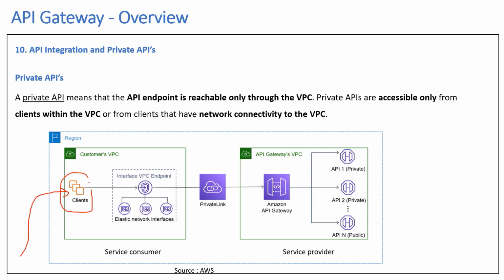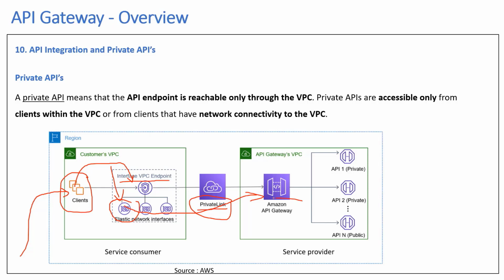So you have a client here. It can be any AWS service such as EC2, Lambda, etc. From here, the request is routed to an interface VPC endpoint, which you have to create within the VPC. Once you create the interface VPC endpoint, it will create an elastic network interface, and all the requests are routed to this ENI. From this ENI, the request will be routed to this Amazon API Gateway on AWS PrivateLink, which is an AWS service to route any traffic on the AWS private network and not through the internet.